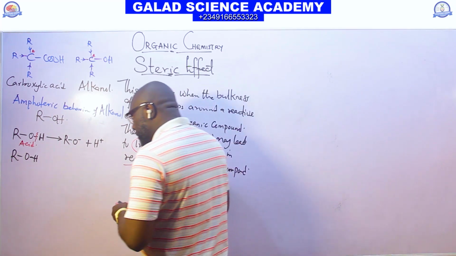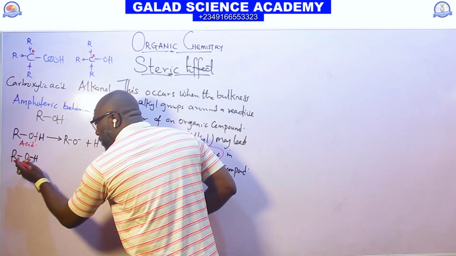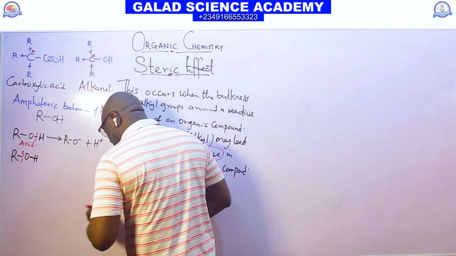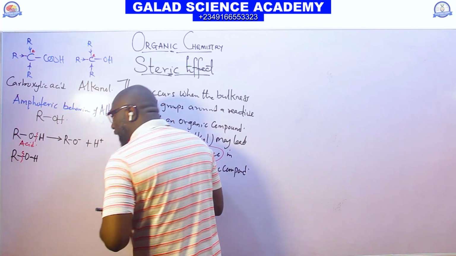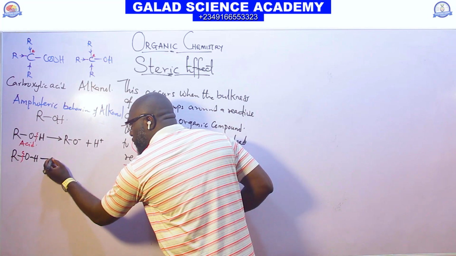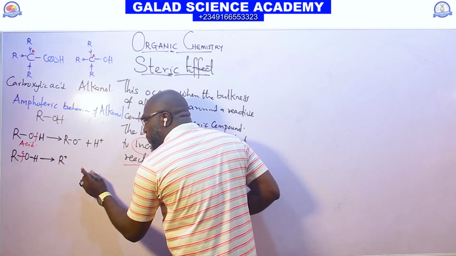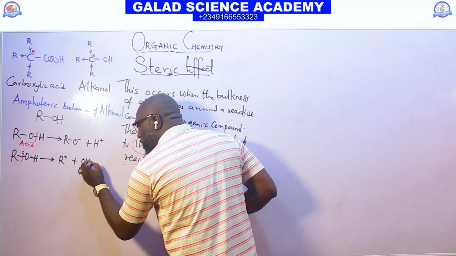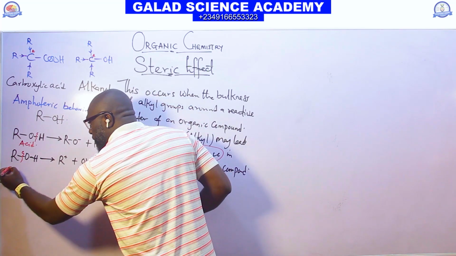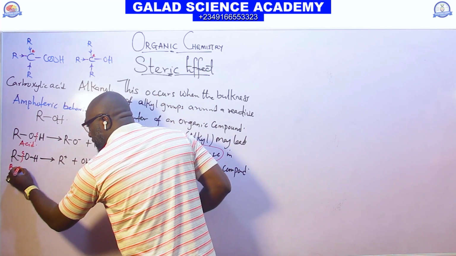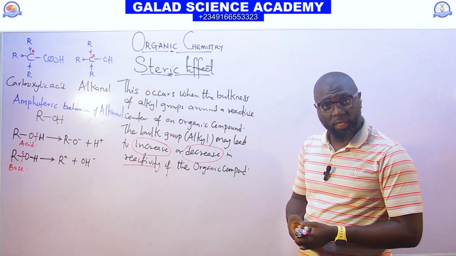But if the bond between the alkyl and the O is what will break, we have it in this form: we have carbon R plus and OH minus. In this case, the alkanol here is a base.